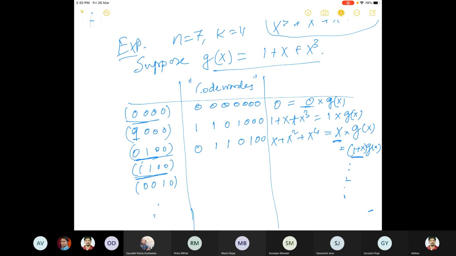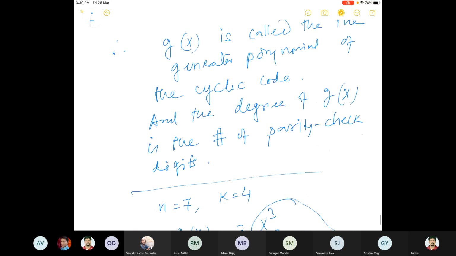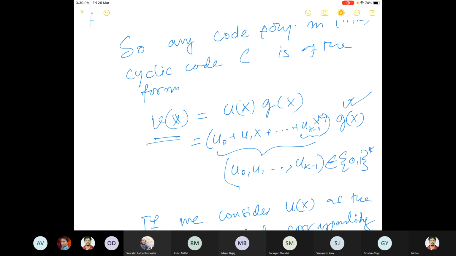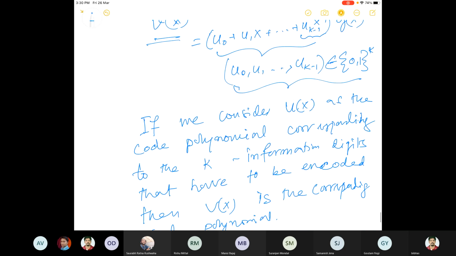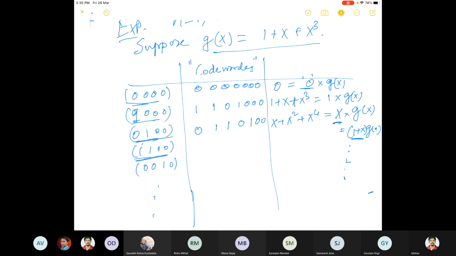We're forgetting this u. This u is coming from the 0 to the power k. Here k is equal to 4. So if we take 0 0 0 0, it will give you 0. 1 0 0 0 will give you 1. 0 1 0 0 will give you x. 1 1 0 0 will give you 1 plus x, and so on. So once you choose one particular string from the first column, you can have a corresponding code word generated by g(x). Okay, so you can fill it up.